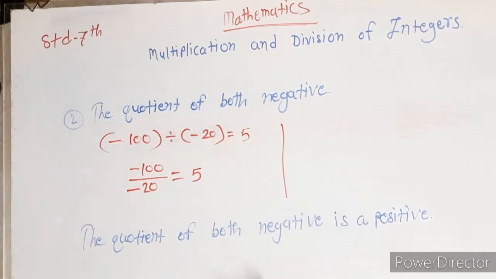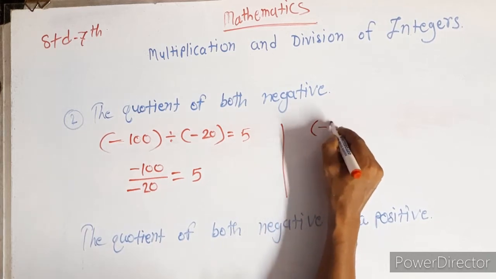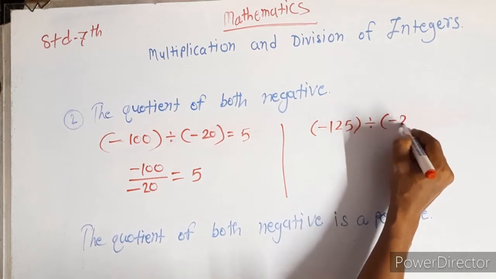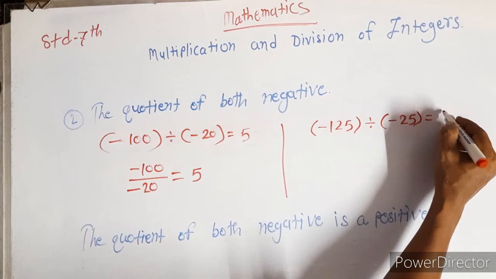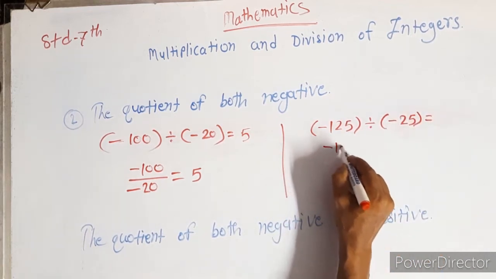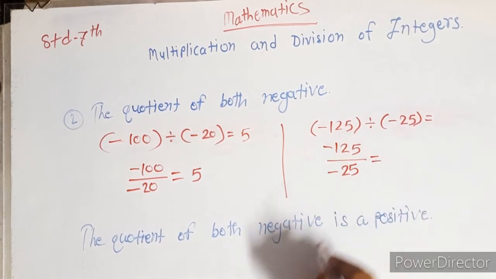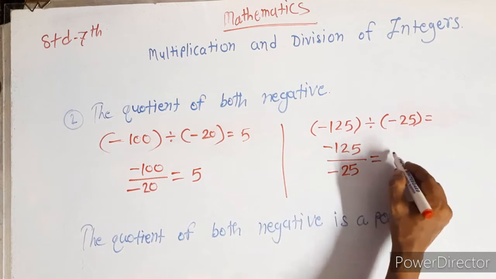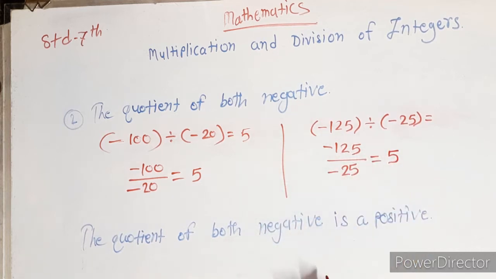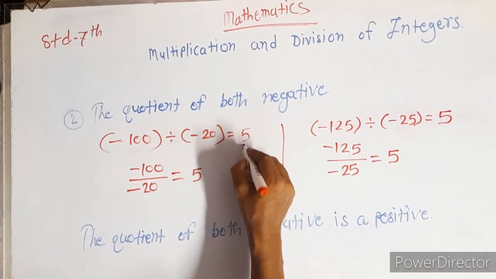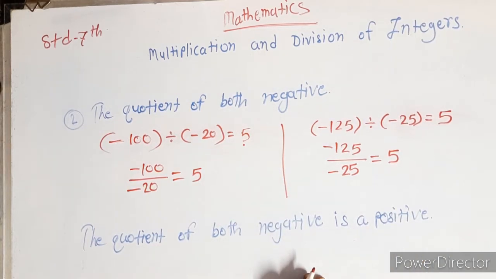Another example: negative 125 divided by negative 25. 25 fives are 125. So the quotient is 5, positive. Both examples are complete.